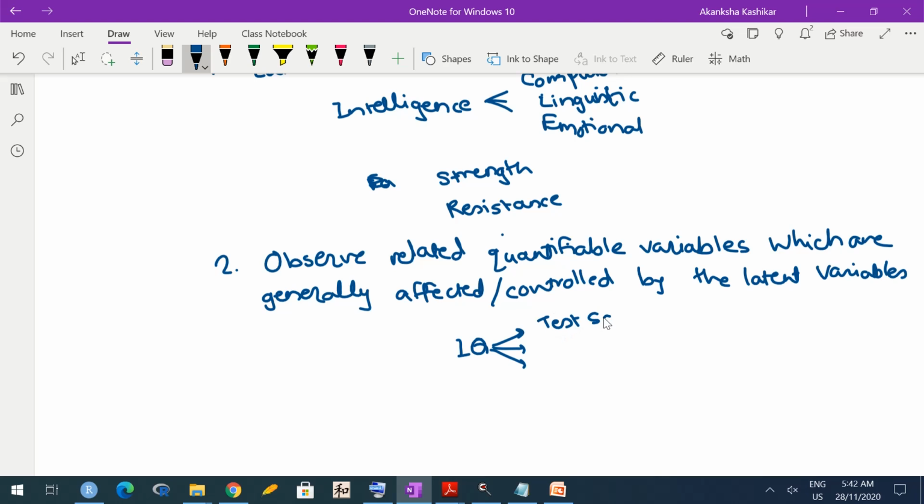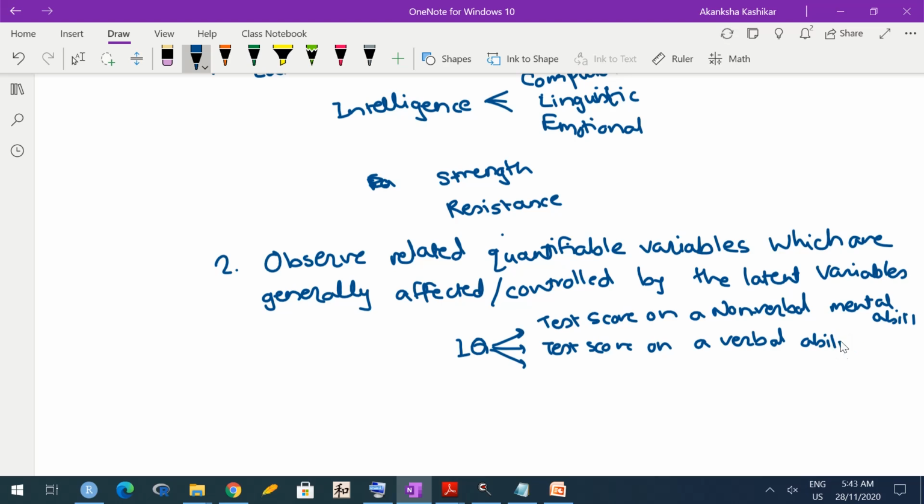So, test score on a non-verbal ability test. Okay, non-verbal mental ability test. This can be one component. Then, test score on a verbal ability test. This is again something which is observable and which is affected by the unobserved things. Or test score on psychometric analysis test. So these are the things which we are going to observe.